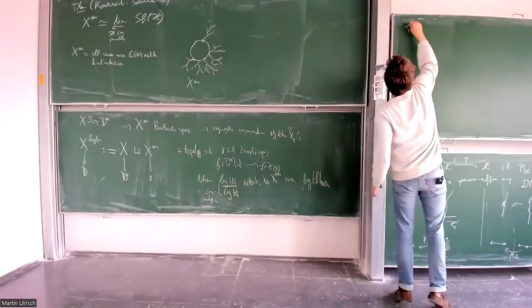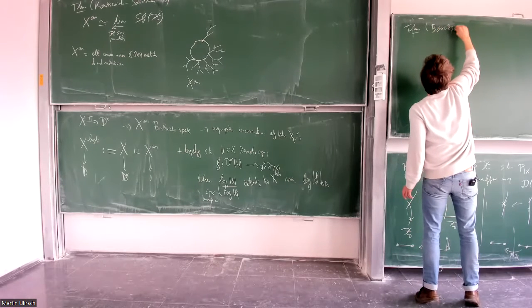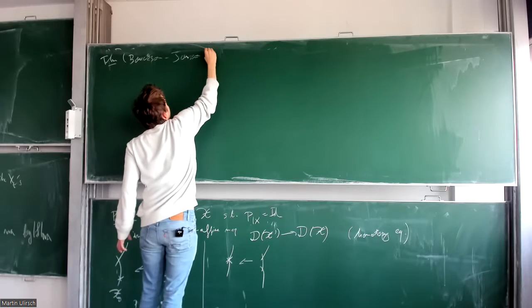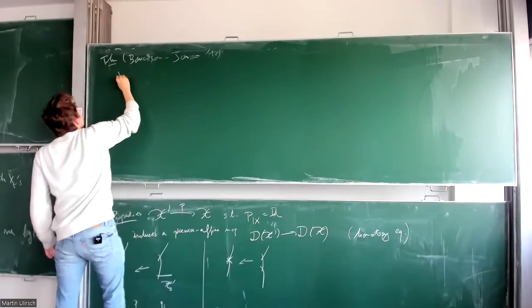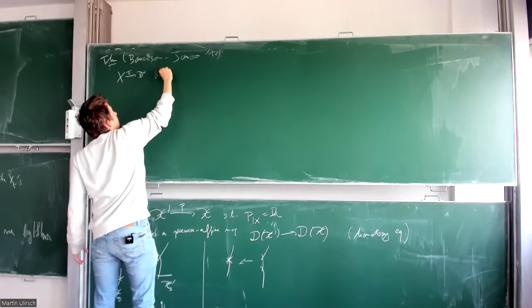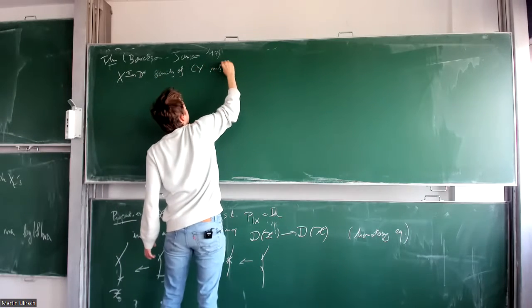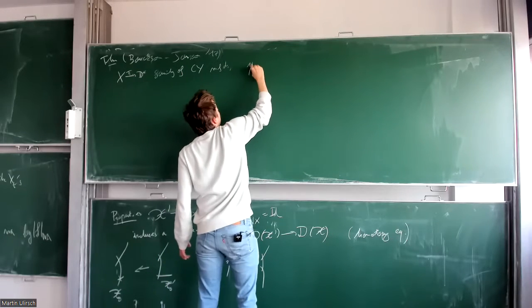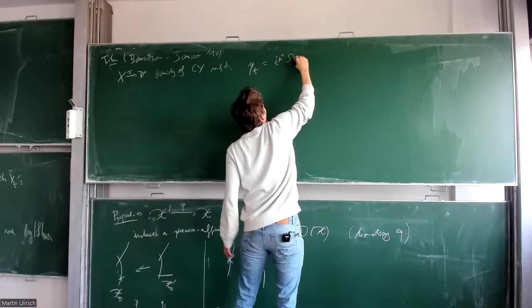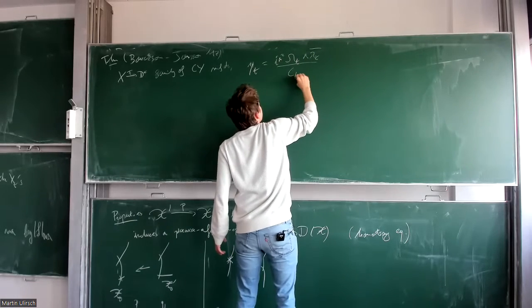So this is from Boucksom and Jonsson. This is from 17. So if X is going to be a family of Calabi-Yau manifolds, which I'm just going to write as CY. As before, mu t is the modulus square of the holomorphic n-form that I normalize to have mass 1.